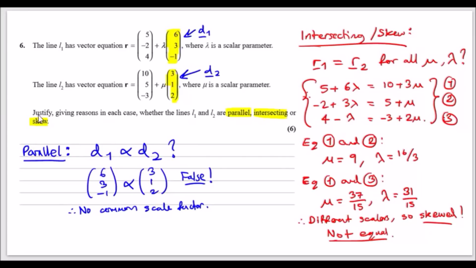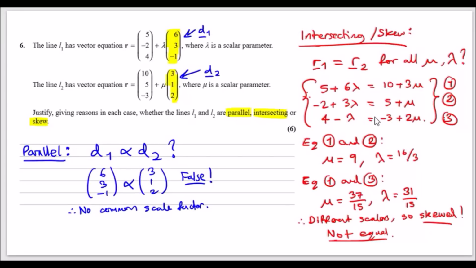Now, for the next 2 points, intersecting and skew, we have to check one thing. To show that these two intersect, that just means that the equations equal each other. And to prove that it intersects, we should get the same values for lambda and mu for every single equation we can make here. For example, we can rewrite this one as 5 plus lambda times 6, which is 5 plus 6 lambda. We can also write minus 2 plus 3 lambda, and so on. And also for the last one.